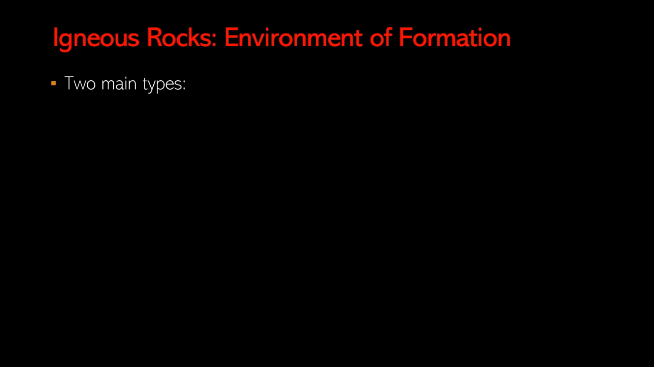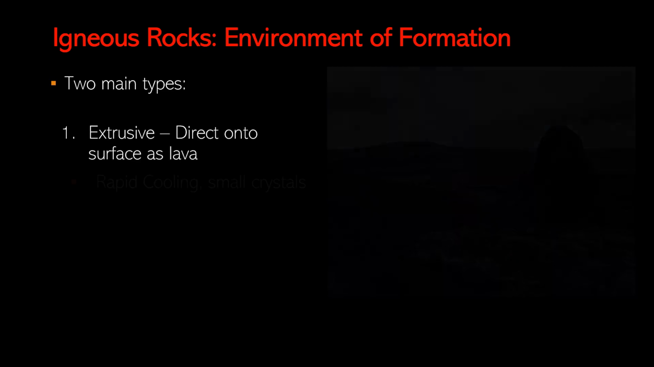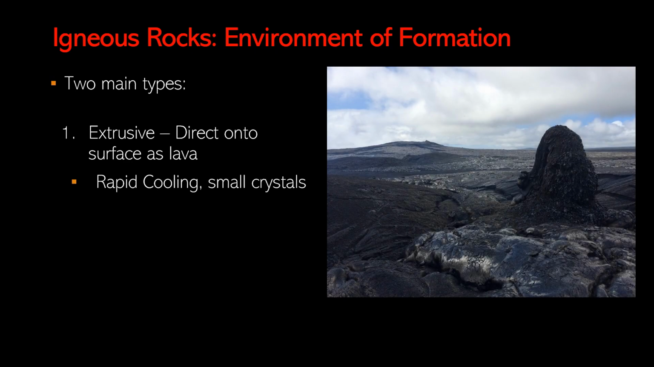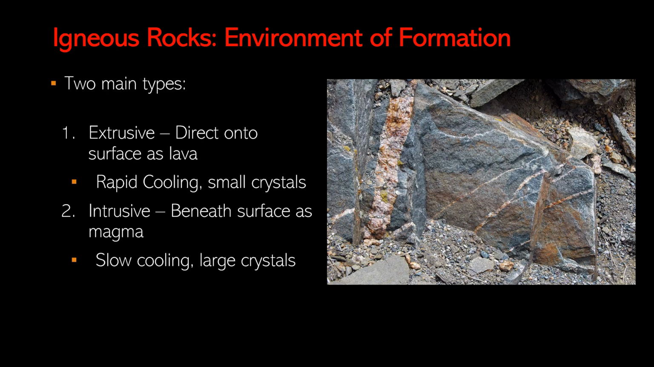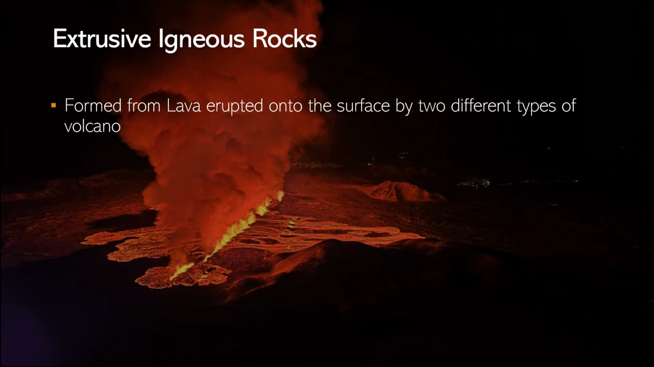The overall classification of igneous rocks is by their environment of formation. 1. Extrusive. Ejection of molten material directly onto the Earth's surface in the form of lava. This is characterized by rapid cooling and a consequent small crystal size. 2. Intrusive. In this case, molten material is forced into crustal rocks as magma and cools slowly at depth, giving rise to larger crystals. There are essentially two types of extrusive volcanoes, effusive and explosive, and they differ according to, amongst other things, the energy of the eruption, the composition of the lava, and the circumstances under which the eruptions occur.